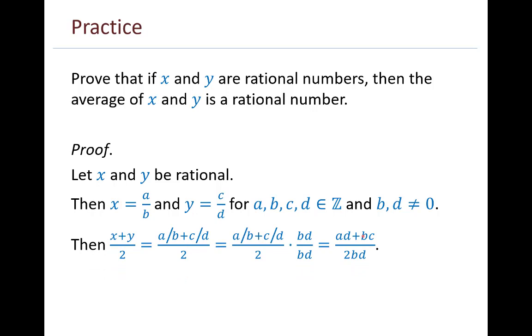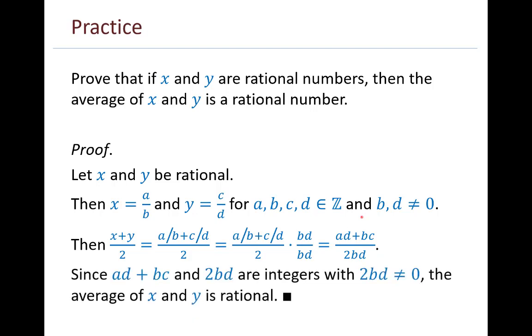Then the average of x and y is (x plus y) over 2, and that simplifies all the way at the end to (ad plus bc) divided by 2bd. Since the numerator and denominator are integers, and that denominator is not 0, the average of x and y is rational.